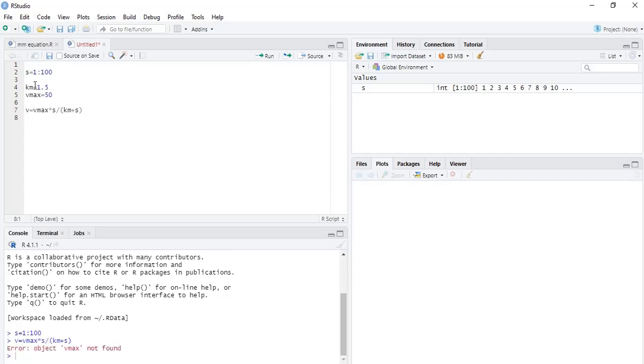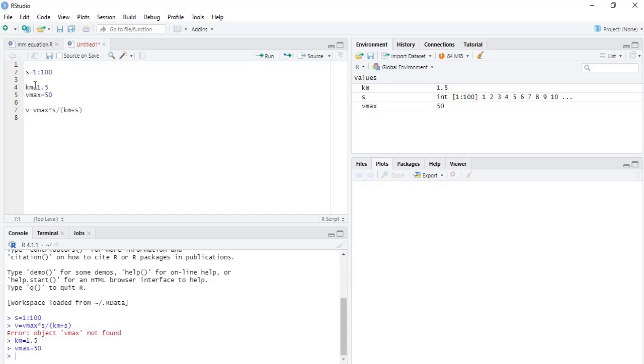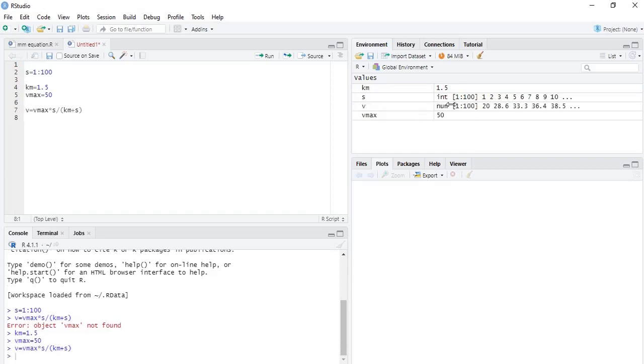We'll run that. Vmax not found. We have not run these two values. We'll run that so that those will go into memory, and this will also go into memory, and we'll run the equation. And now we have the Vmax as 50, Km as 1.5, and these are the values of V.